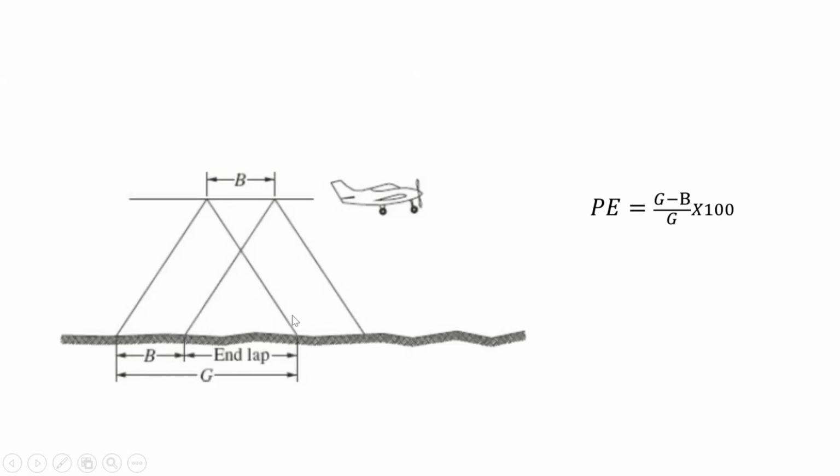The overlap region between two exposure stations is called the end lap. End lap is an overlap measured along the flight direction. G is the width of the ground, B is the distance between two exposure stations, and this is the end lap. Usually, this end lap is maintained at about 60 to 80 percent along the flight line. PE is called percentage end lap. Percentage end lap is calculated by (G minus B) by G into 100. This is how the percentage end lap is calculated.